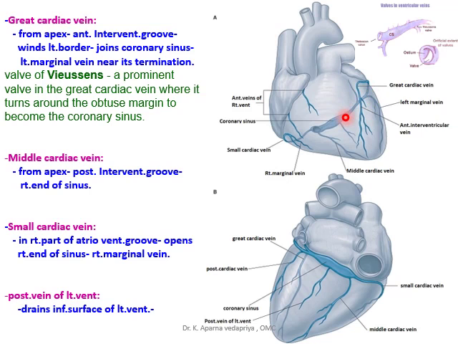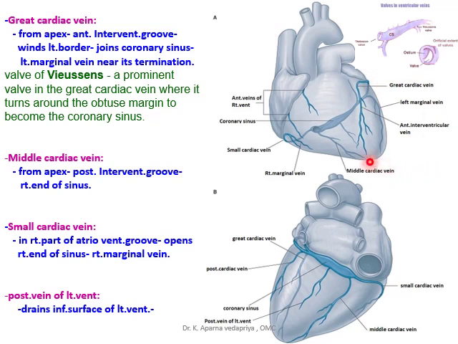We have seen the annulus of Vieussens, which is the anastomosis between the right and left conus arteries. This is called the valve of Vieussens, a prominent valve of the great cardiac vein, where it is entering into the coronary sinus. So the coronary sinus is bound on both ends by valves. The end where it is entering into the right atrium, draining the blood into the right atrium, is guarded by the Thebesian valve, and the other end of the coronary sinus, where the great cardiac vein is joining the coronary sinus, is called the valve of Vieussens.